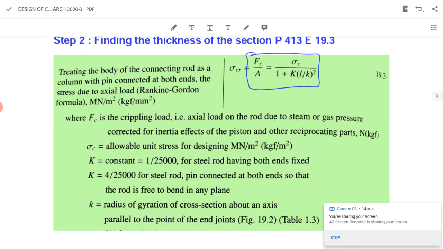FC is the crippling load, sigma C is the allowable stress, K is a constant which can be taken either as 1 by 25,000 or 4 by 25,000. If it is not given, select this one for pin connected, take this value of K. Small k is the radius of gyration. Now we will find all of these values one by one.